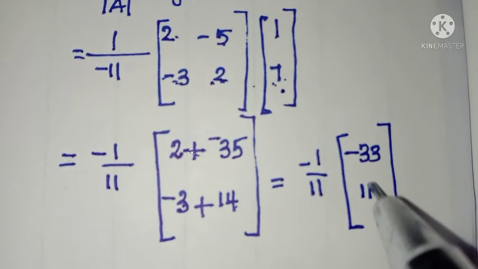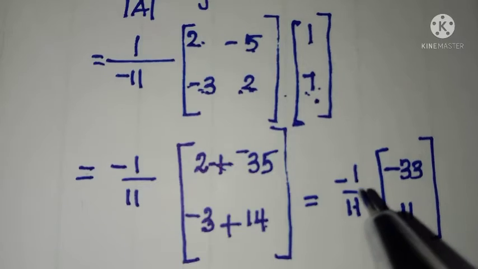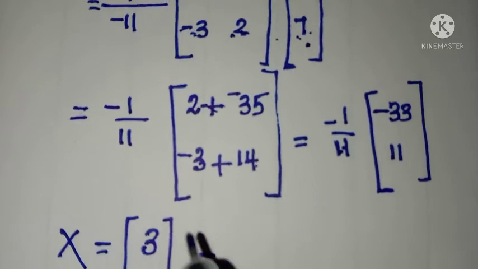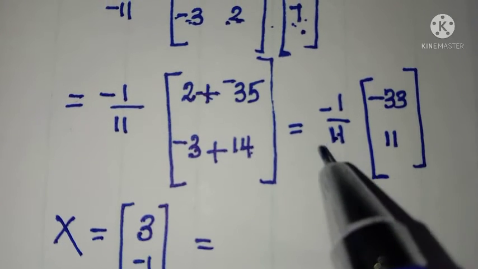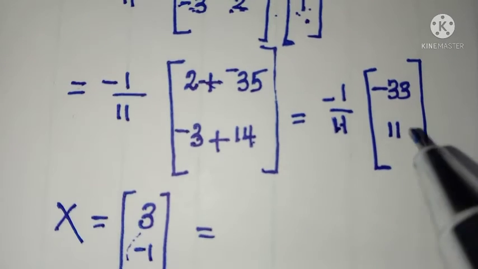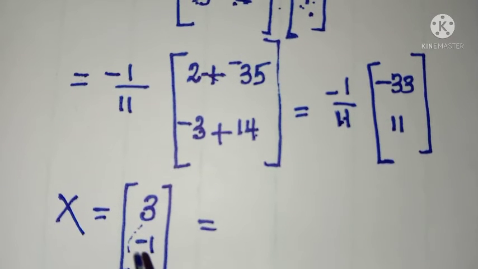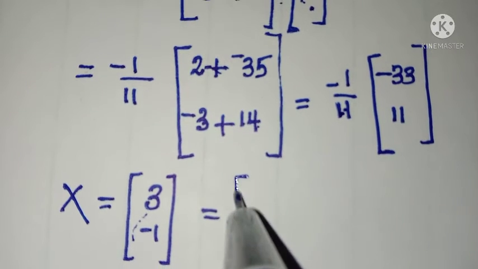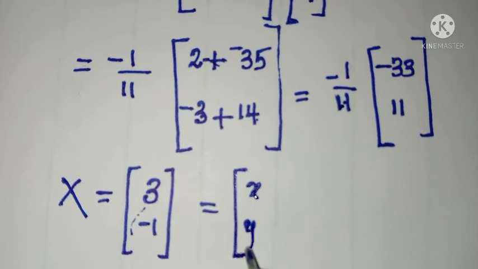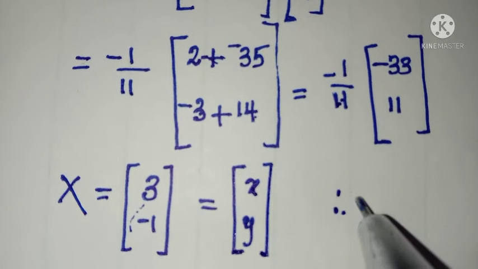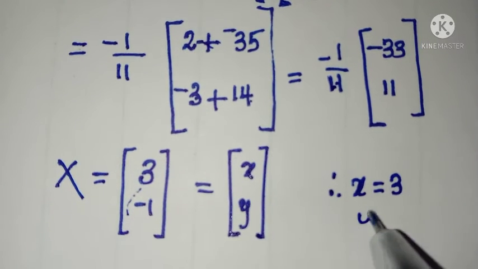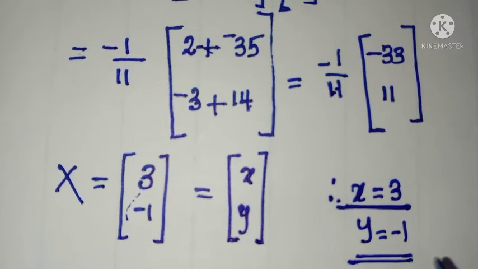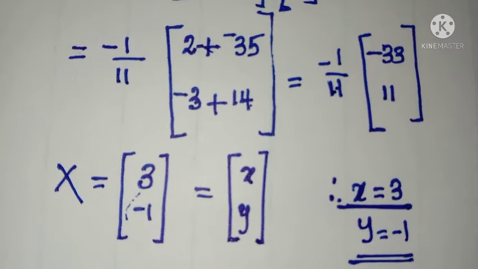Now divide these entries by 11. Dividing this column matrix by negative 11 gives negative 33 by negative 11, 3, and 11 by negative 11 gives minus 1. So x equal to 3, negative 1. What is our x? x is the column matrix x, y, and therefore x equal to 3 and y equal to minus 1. So these are the solutions of the given system of linear equations. Okay.